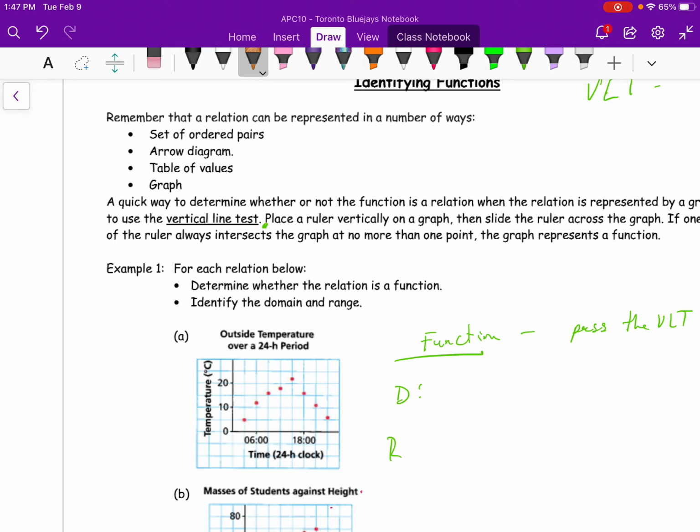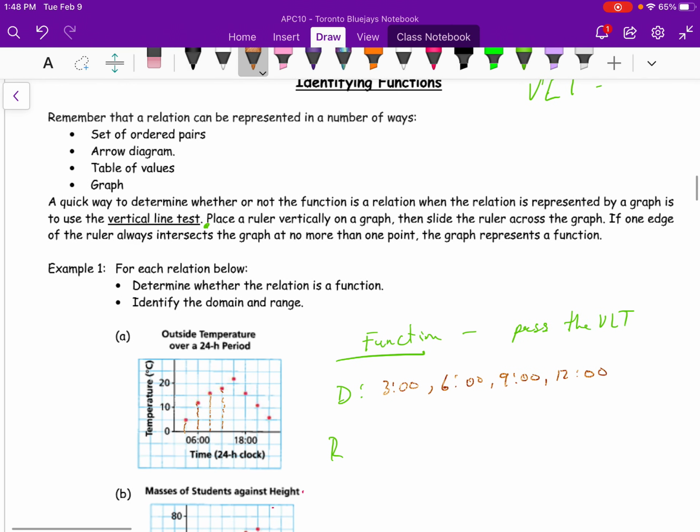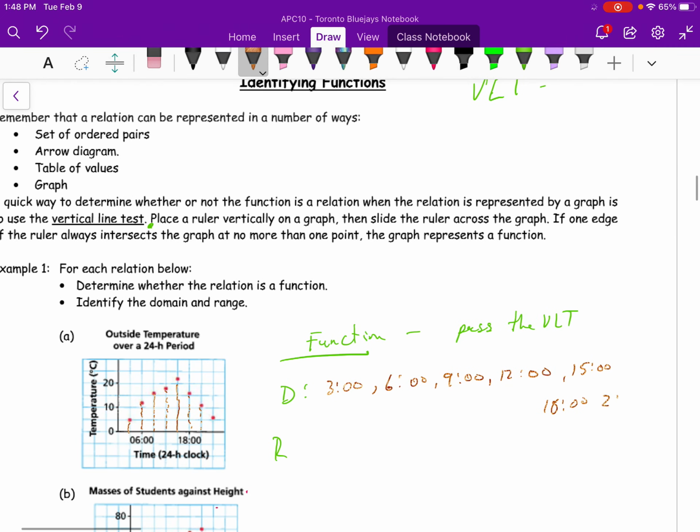Therefore, to write the domain, 1 tick mark before 6 o'clock is 3 o'clock. This next point is represented by 6 o'clock. This next point represents 9 o'clock. This next point represents 12 o'clock. This next point is 1 tick mark before 18 o'clock, or 1 tick mark after 12 o'clock. It's 15 o'clock. 1800 hours. 2100 hours.